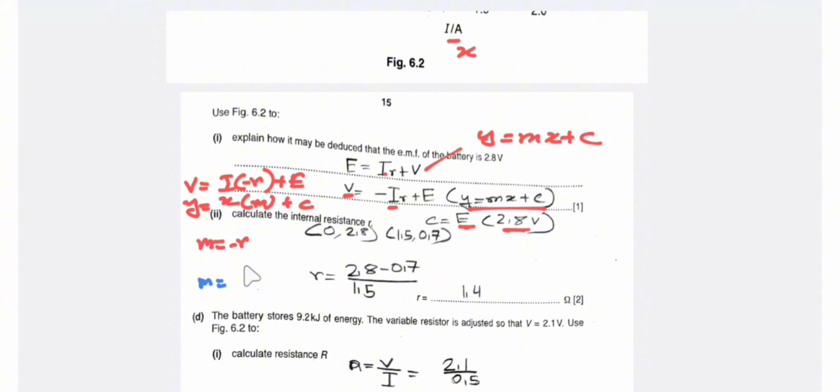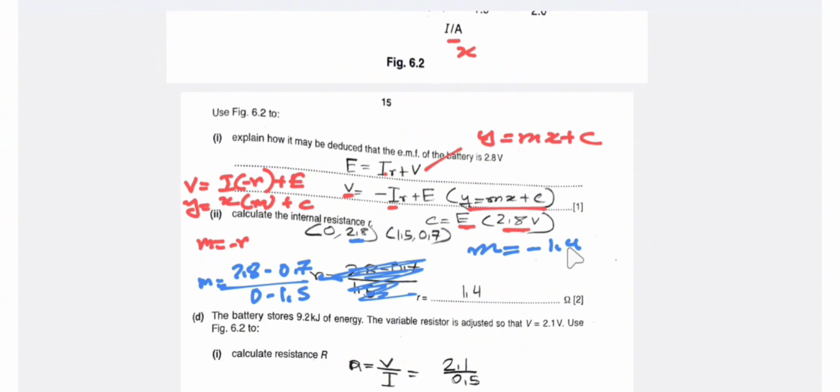Gradient is equal to y2, that is 2.8, minus y1, that is 0.7, divided by x2 minus x1. Since we consider this as y2, the x2 would be 0 minus 1.5. So the gradient that we get is 2.8 minus 0.7 divided by negative 1.5. So the gradient is negative 1.4. So the value of M is negative 1.4.